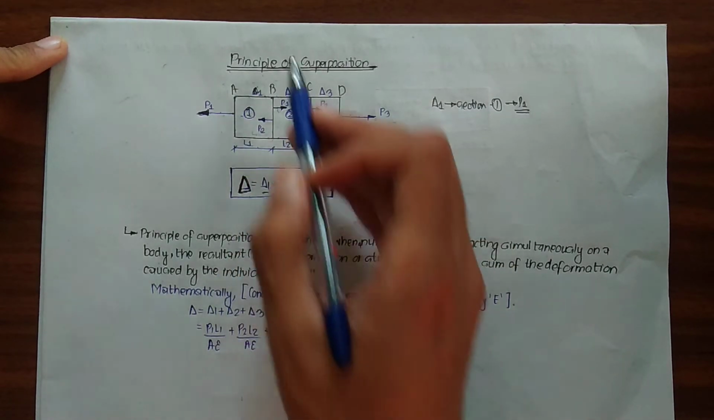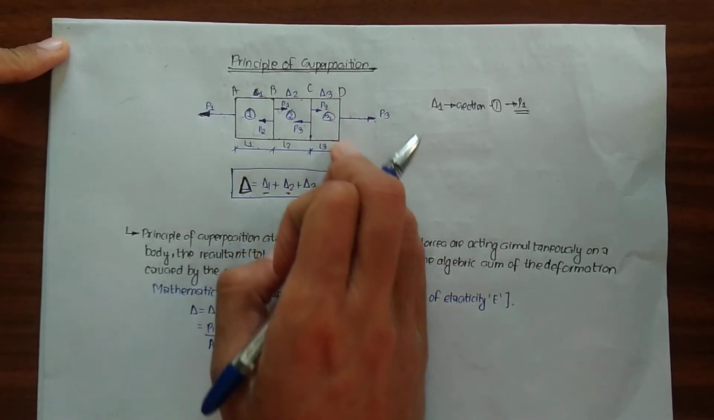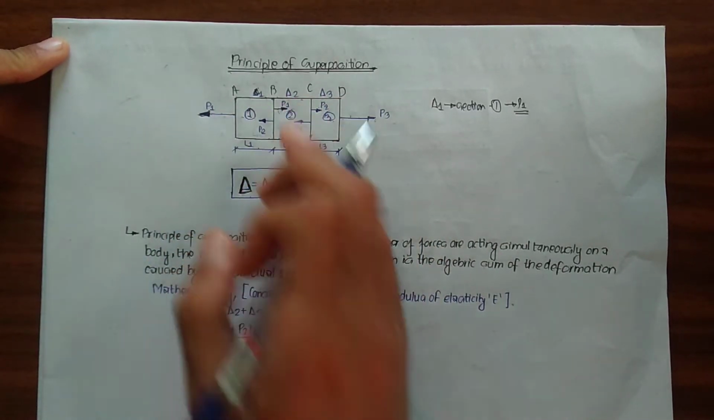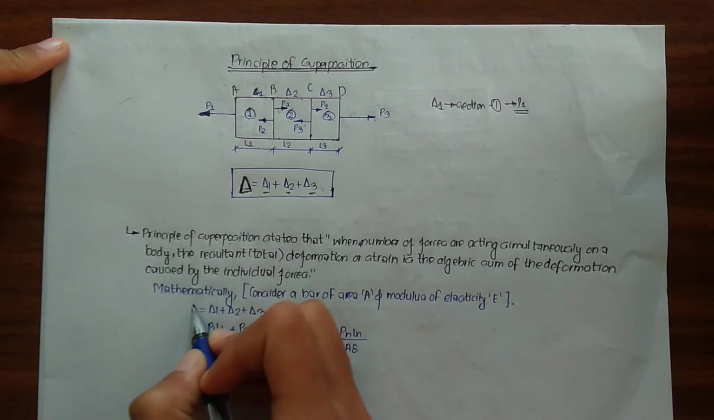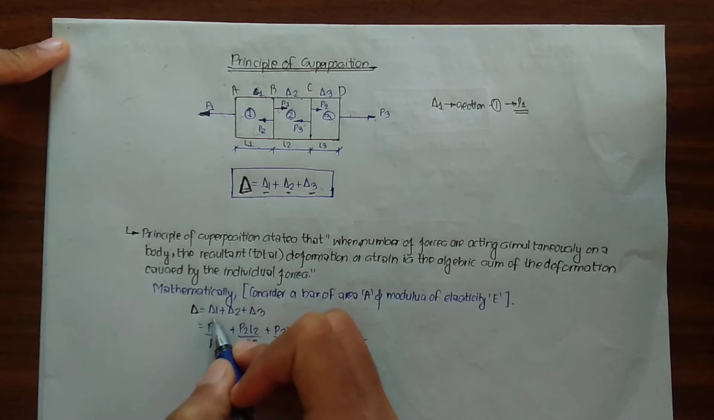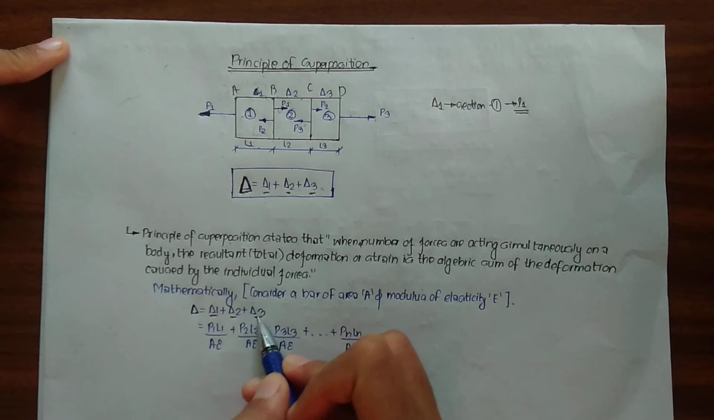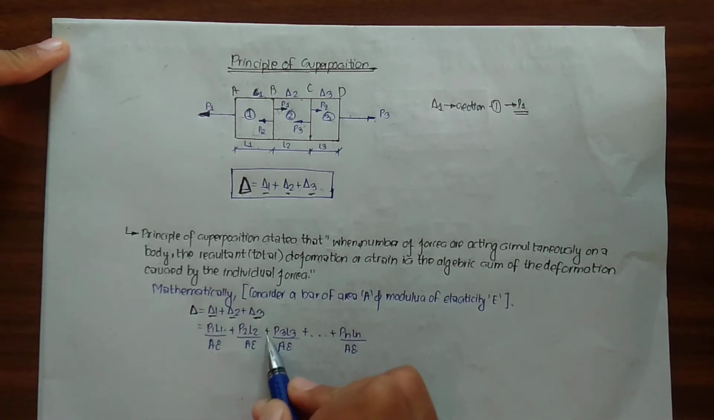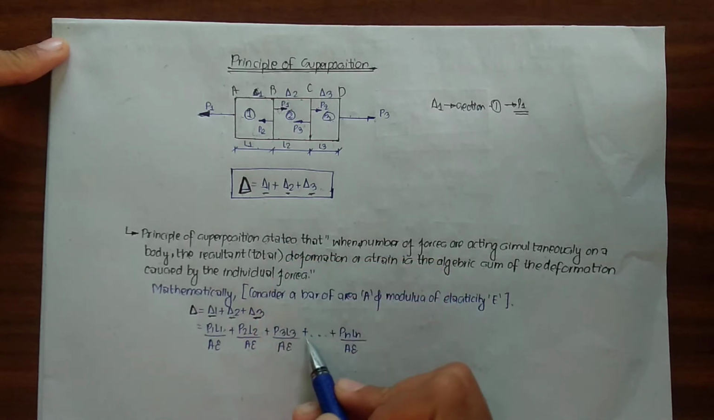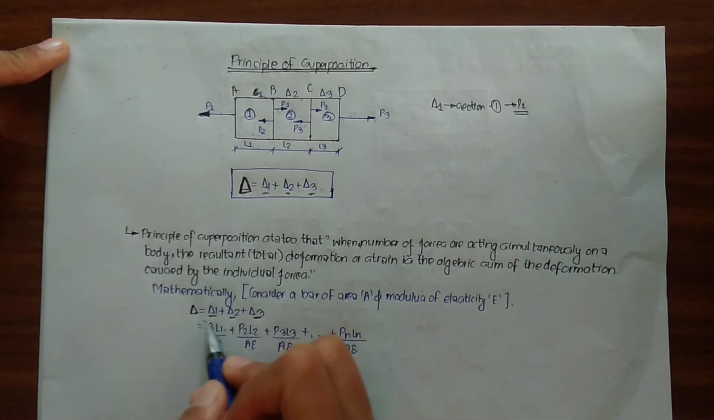If I had to write the principle of superposition mathematically, firstly I am considering a bar of area A. Let's consider the area of this steel bar is A, and the modulus of elasticity is E. Then the total deformation del equals the deformation of section 1, del 1, plus the deformation of section 2, del 2, plus the deformation of section 3, del 3, which is equal to P1 L1 by AE plus P2 L2 by AE plus P3 L3 by AE. If there were n sections, we would continue this till Pn Ln divided by AE.